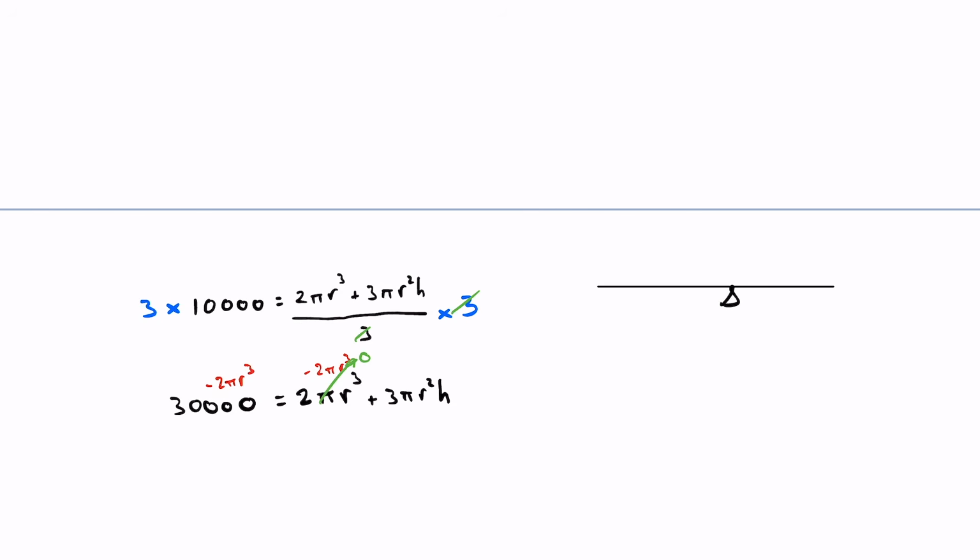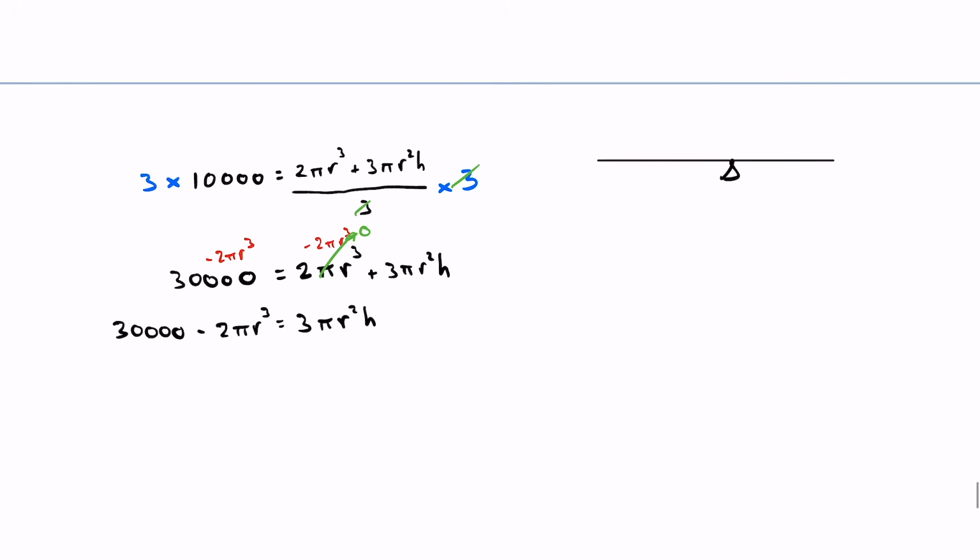And on this side we'll have 30,000 minus 2 pi r cubed equals 3 pi r squared times h. Okay, we're getting a little closer to getting h all by itself, but h is still being multiplied by this 3 pi r squared. We just want h by itself. So how can we get rid of this 3 pi r squared? Well, it's currently multiplied by h, so what we can do is divide it away. We'll divide both sides by 3 pi r squared.